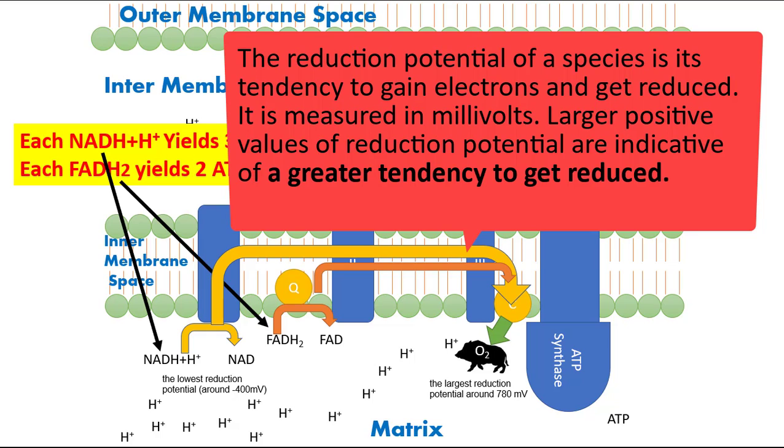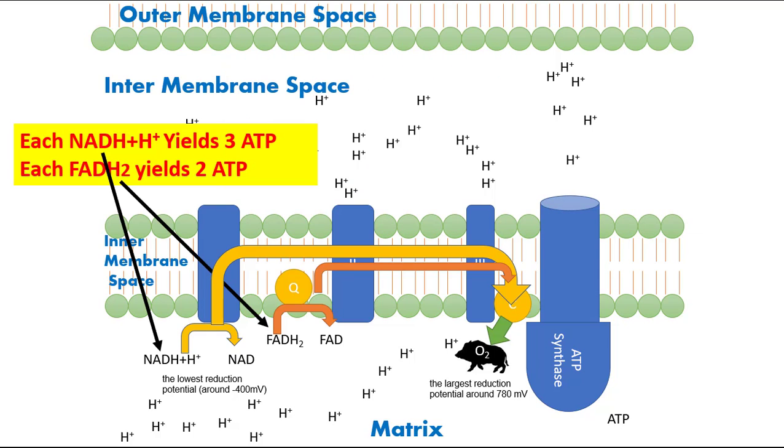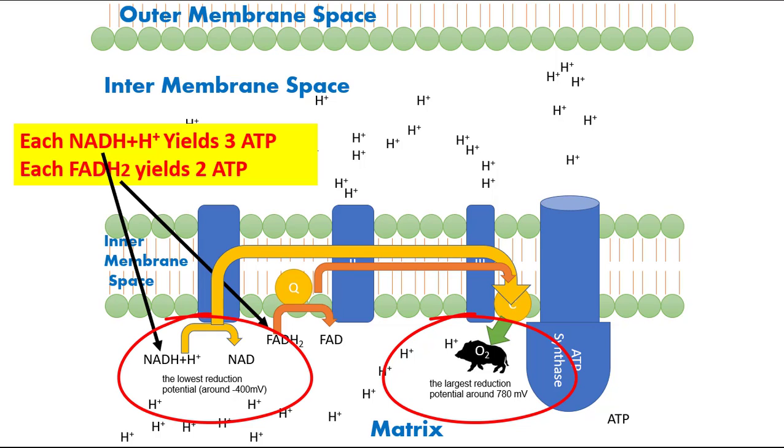It is measured in millivolts. Larger positive values of reduction potential are indicative of a greater tendency to get reduced. Oxygen's reduction potential is around 708 millivolts, and the proton's reduction potential is around minus 400 millivolts.